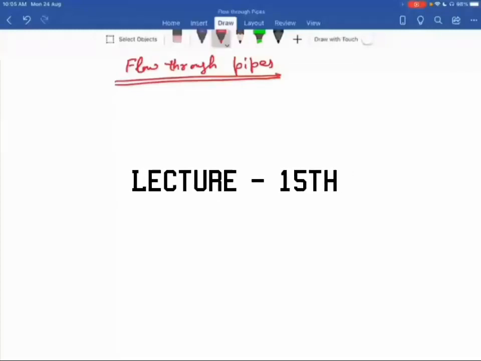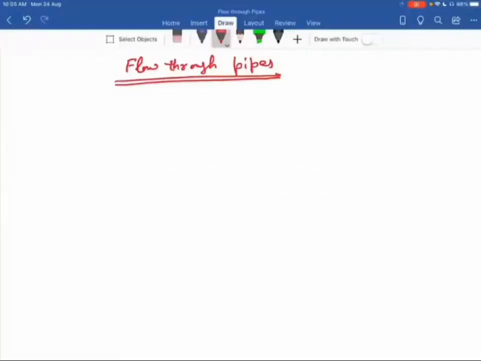Flow through pipes. In this topic, we discuss various types of losses in pipes. Normally we divide the losses into two categories. The first one is called the major loss, and the second one is called the minor loss. So these are the main categories. Now we talk about all these losses in detail.